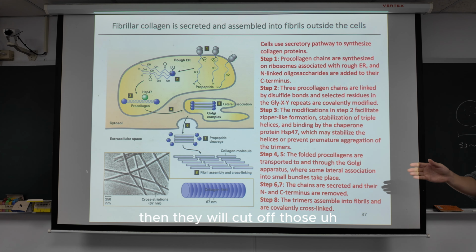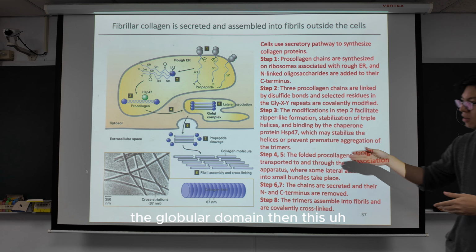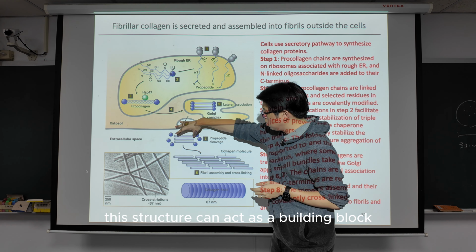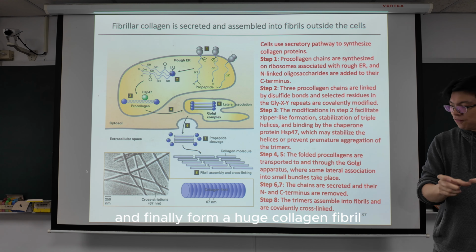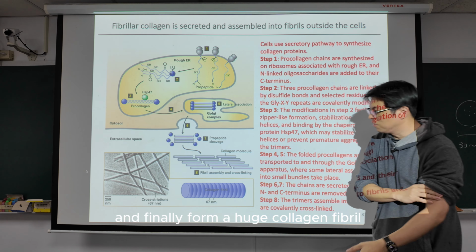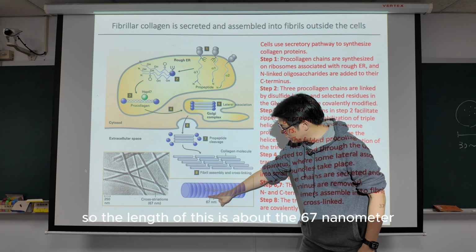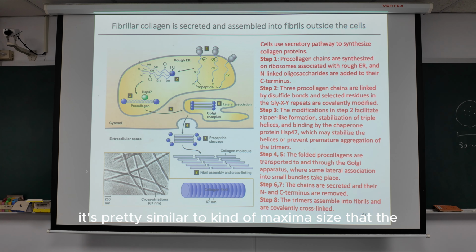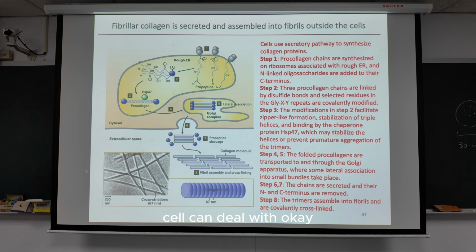Then they will cut off the globular domain. Then this structure can act as a building block. They will assemble together and finally form a huge collagen fibril. The length of this is about 67 nanometers. It's pretty similar to the maximum size that the cell can deal with.